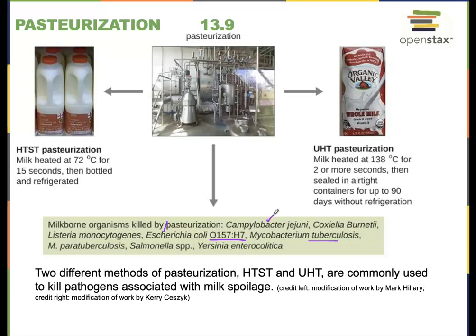Coxiella burnetii, Listeria monocytogenes. This one right here, Listeria, if you're pregnant, it can actually cross through your placenta and infect the baby. So women, if you're pregnant, you should never drink milk or juices that are not pasteurized because of this threat. Then we have all other kinds of nice microbes, Salmonella, Yersinia. So think about how pasteurization has saved so many people from getting sick.